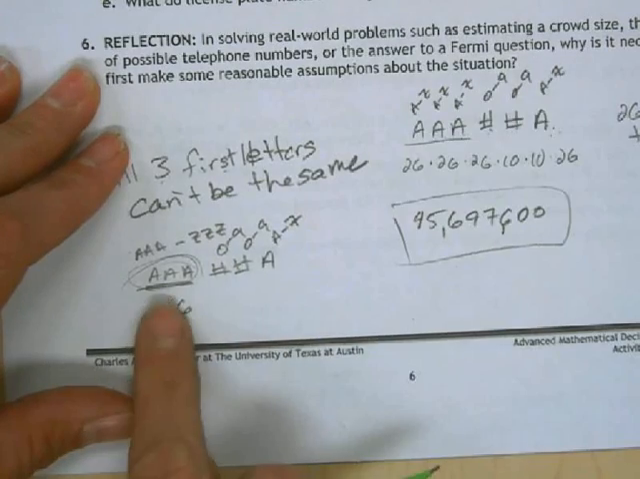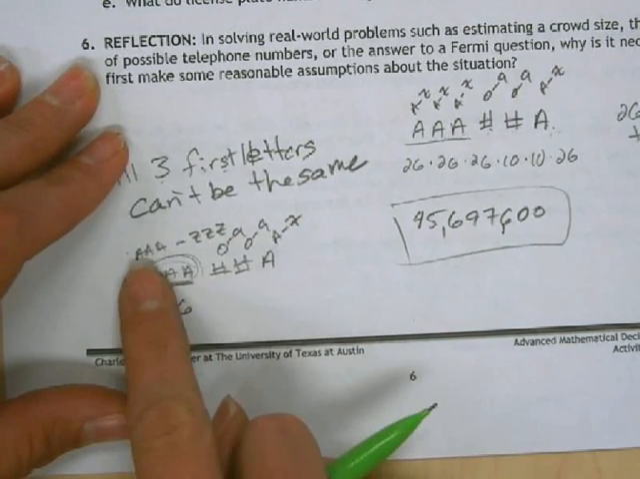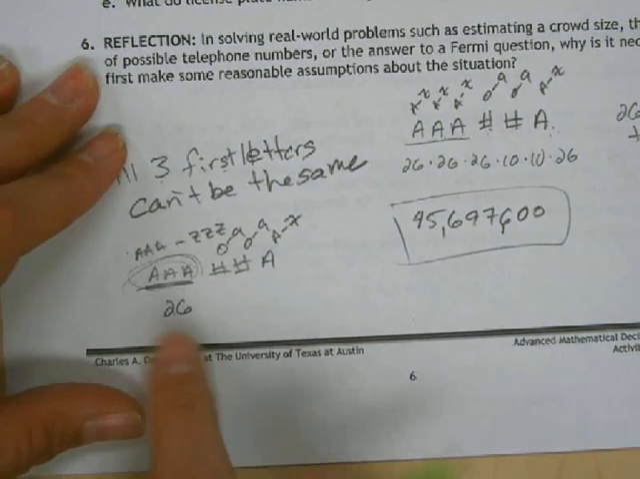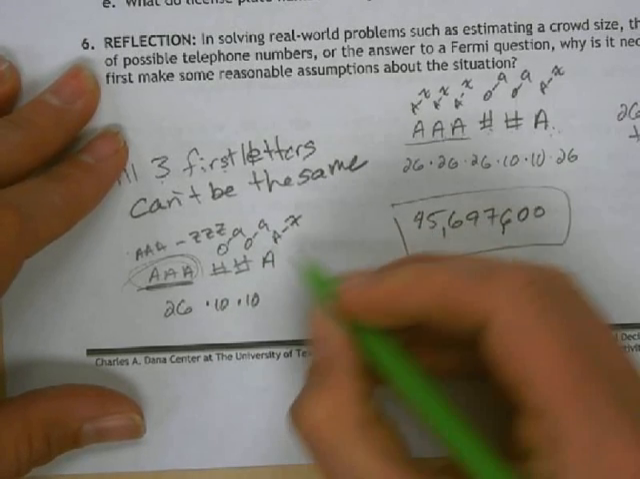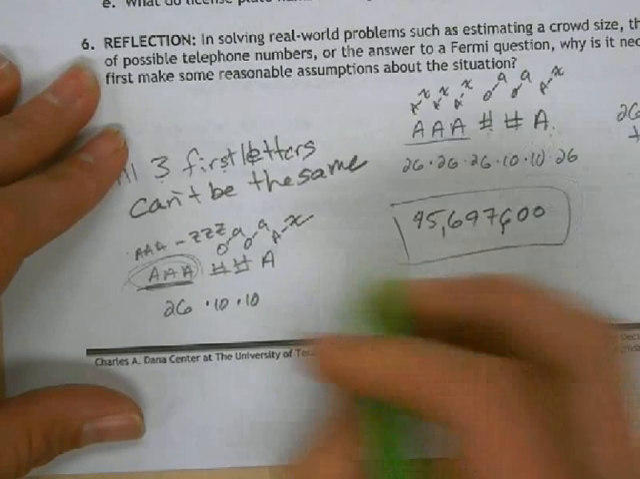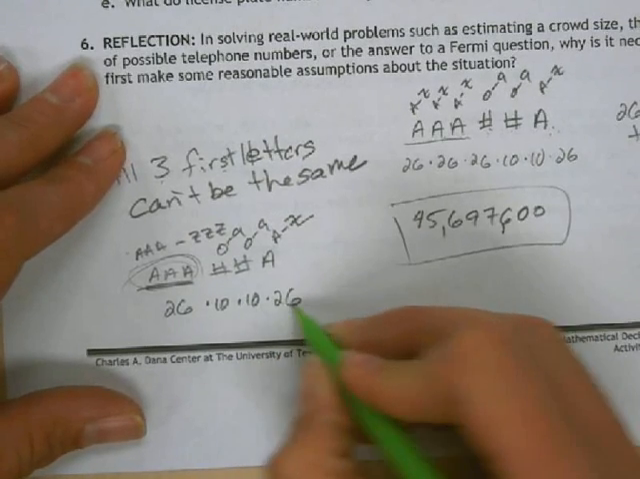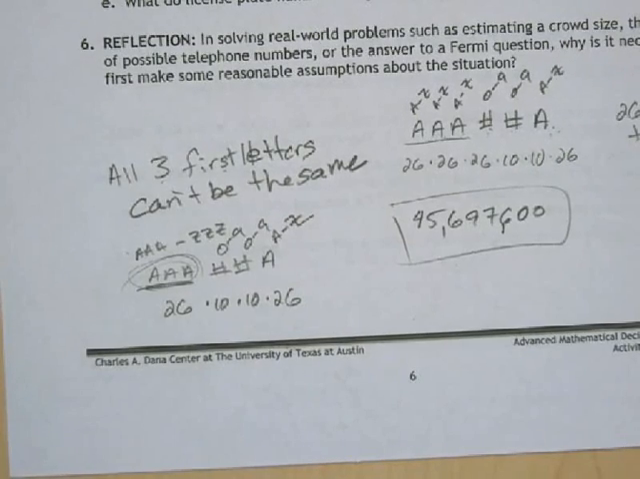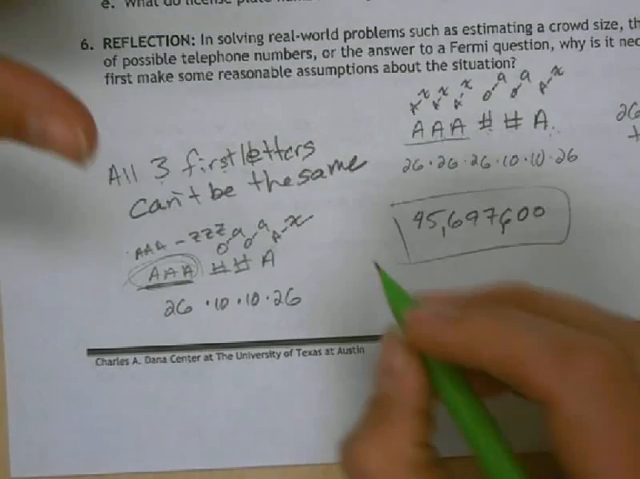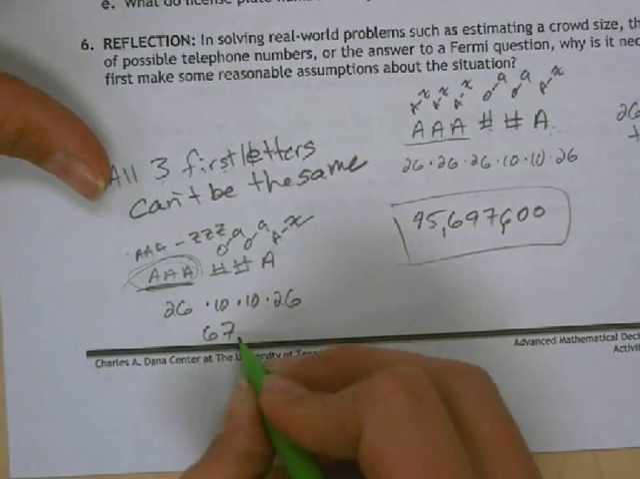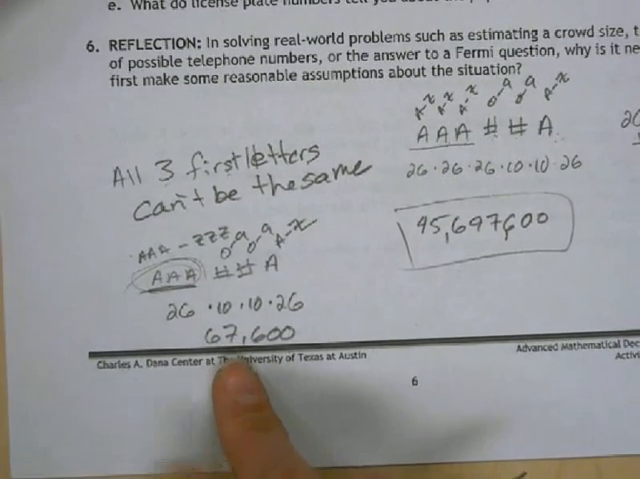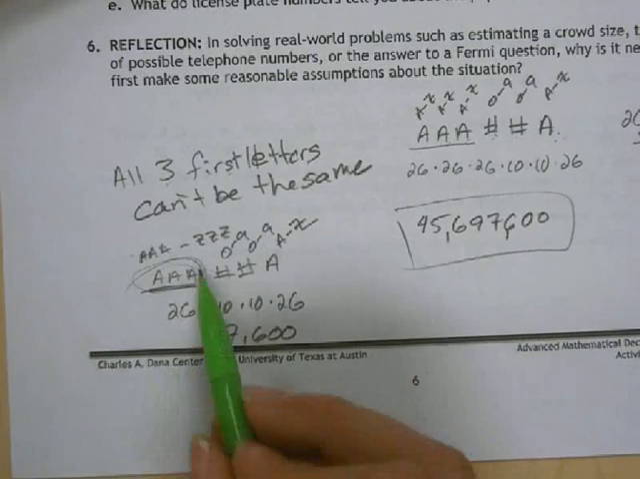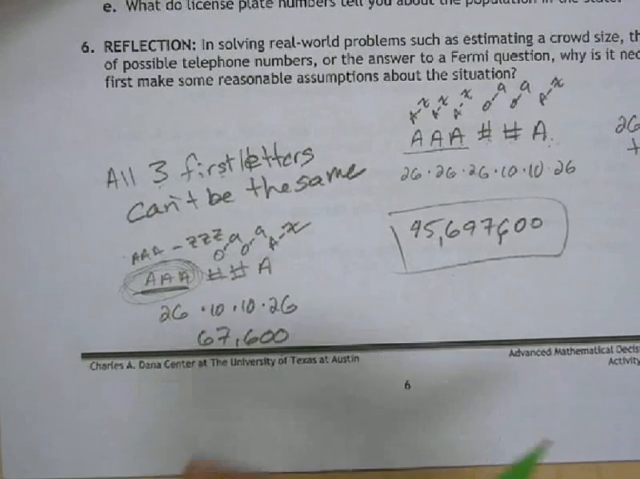Alright, so I just grouped them. A to Z makes 26 combinations, and then 10 combinations, and then 10 combinations, and then A to Z, 26 combinations. So that would give me a total of 67,600. So that's 67,600 license plates that I could create where all 3 of the first letters are exactly the same.